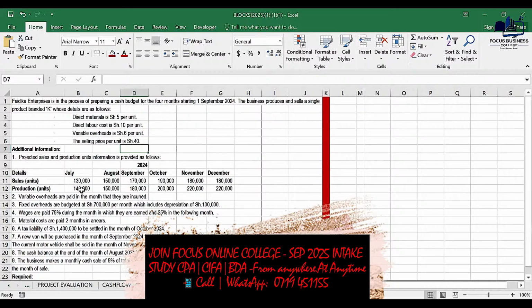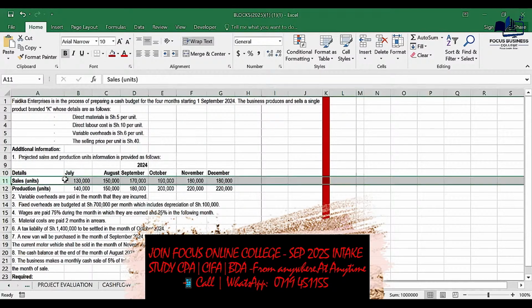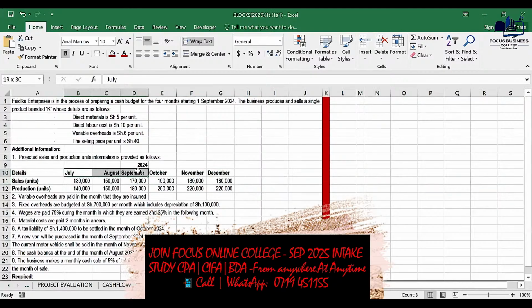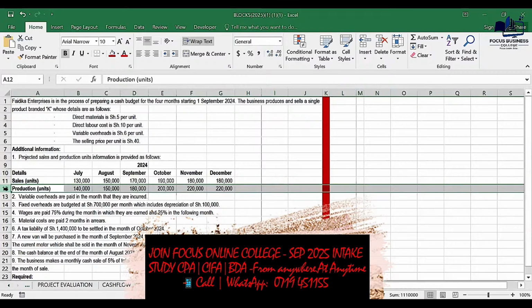So in our case here, we are given the projected sales in units from the month of July all the way to the month of December. These are the units which the company projects it will be able to sell. And then you're given the production. So these are the units which the company projects it will be able to produce.